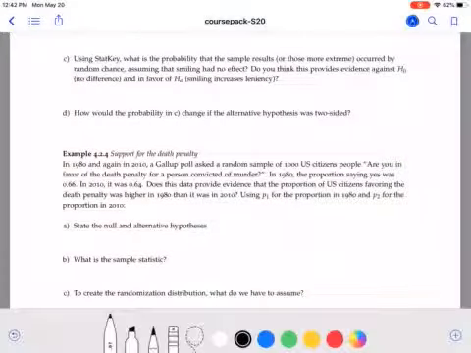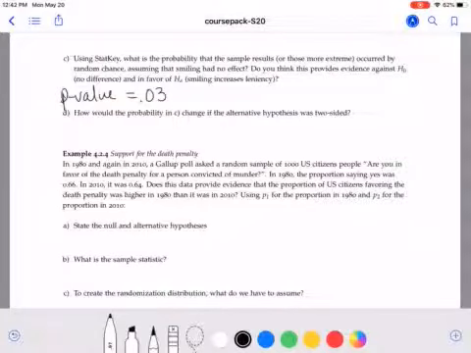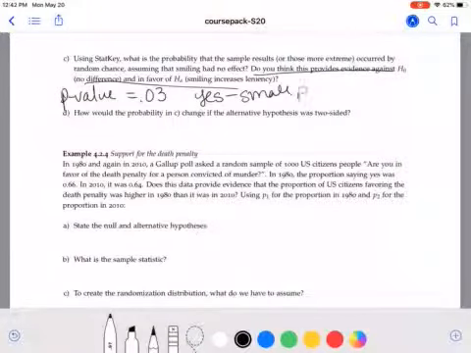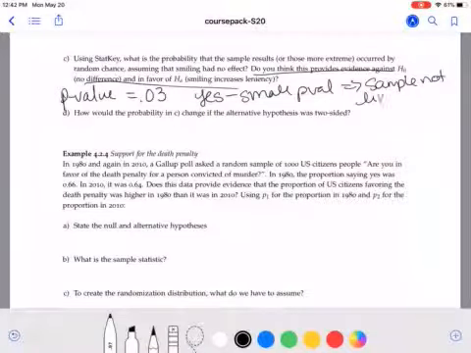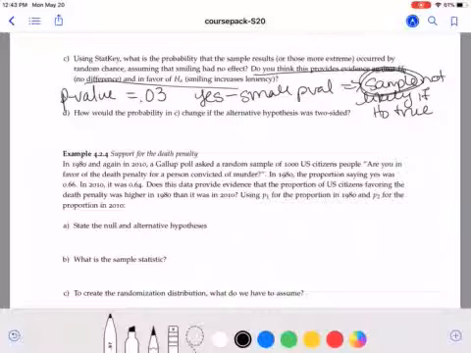So let me jot down that. We got a p-value of 0.03 from StatKey. And so the answer to this, do you think this provides evidence against the null? That would be a yes. A small p-value implies that the sample is not likely if the null is true. And note that the sample is actually what happened. So that's going to suggest that the null is probably not true.